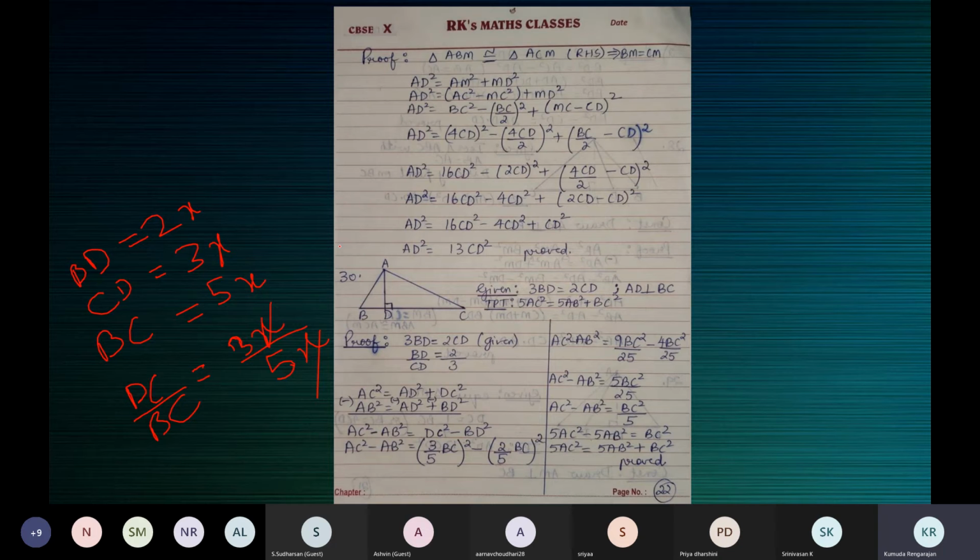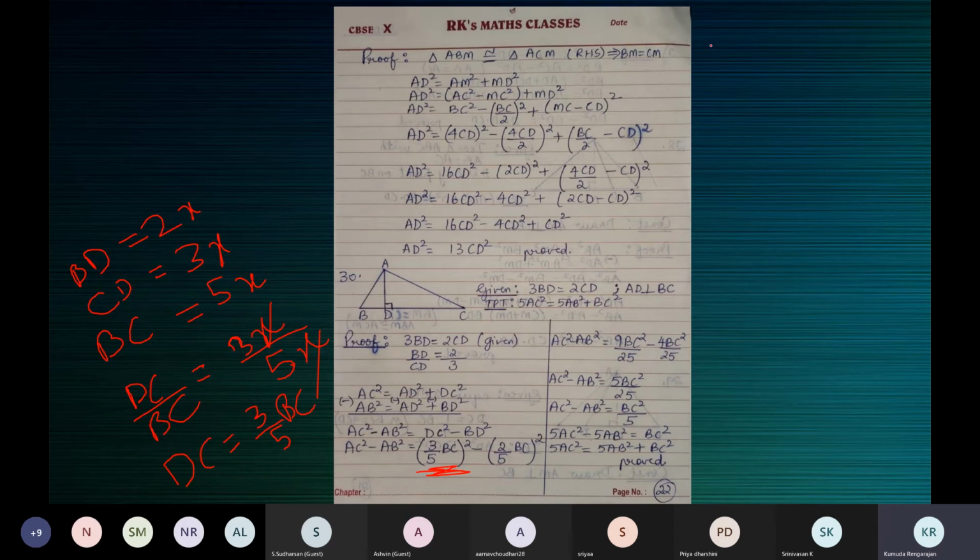So when you cross multiply, don't you get DC is equal to 3/5 of BC? Do we get or we don't get, children? On cross multiplying, DC is equal to 3/5 of BC. That's what we have written here. Instead of DC, we have written 3/5 of BC. DC square, so 3/5 of BC, the whole square, minus BD. In the same way we'll work out BD.